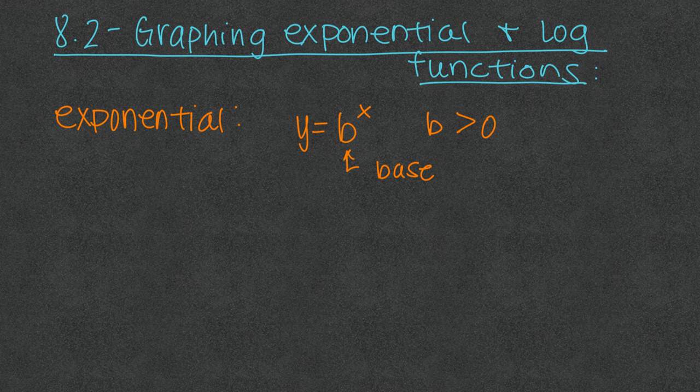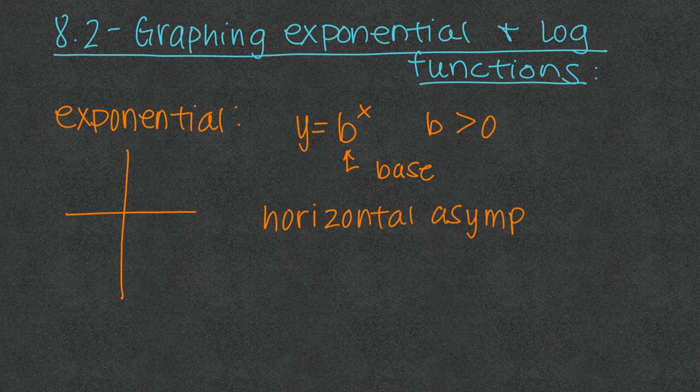Our exponential graphs looked, we're going to kind of draw, sketch one. So they had horizontal asymptotes. The horizontal asymptotes were at y equals 0. So if I was to draw one on my graph, it would be like right here at y equals 0.